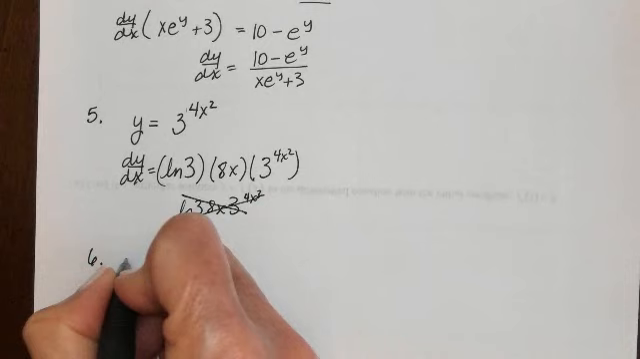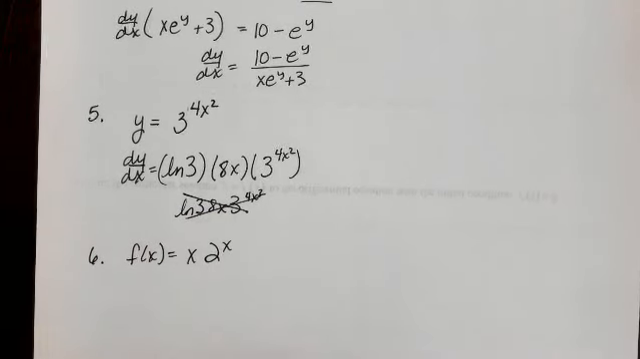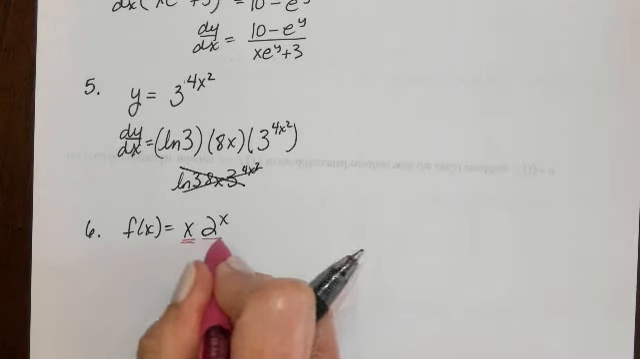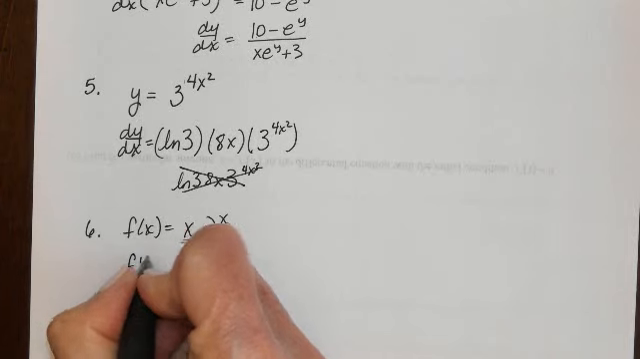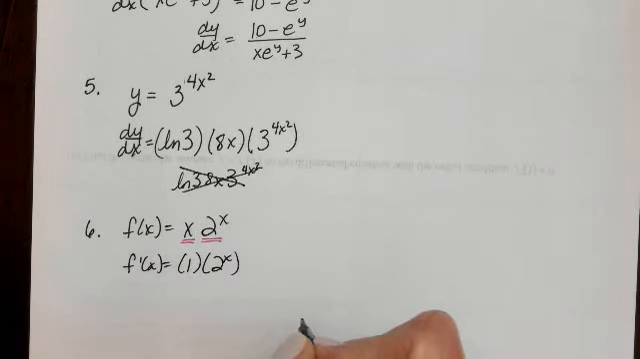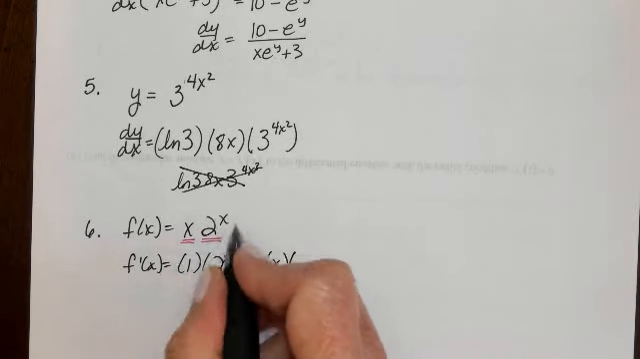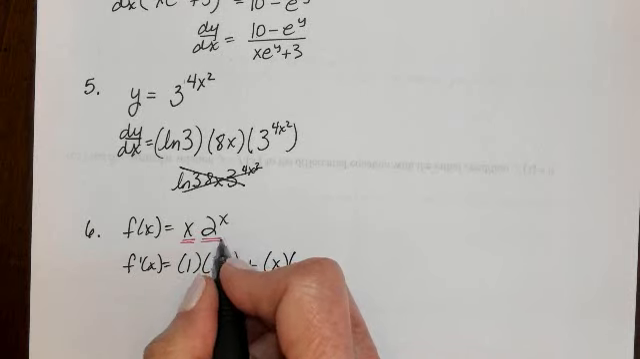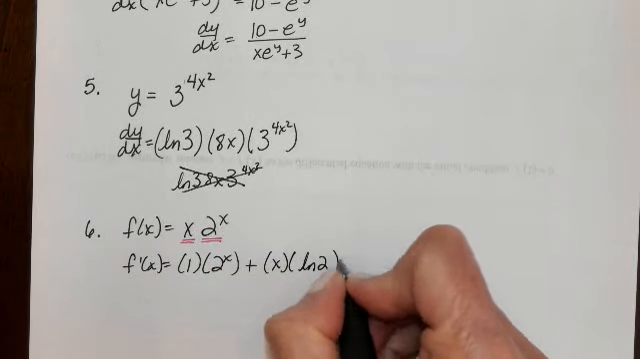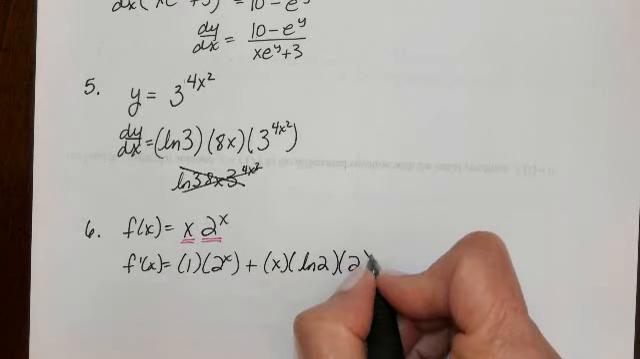Okay, number 6, last one. F of x is x to the 2x. Find f prime of x. Well, little product rule. So f prime, derivative of x, leave your 2 to the x alone, plus, now I'm leaving my x alone, and I'm going to multiply by the derivative of 2 to the x. So the derivative of 2 to the x, start off with your ln 2, and then treat it like an e to the x. So this is just 2 to the x.